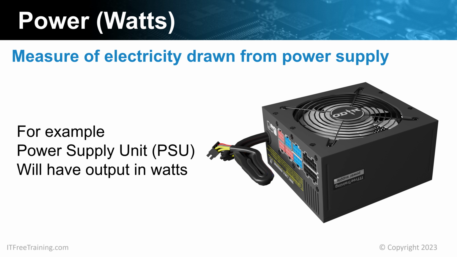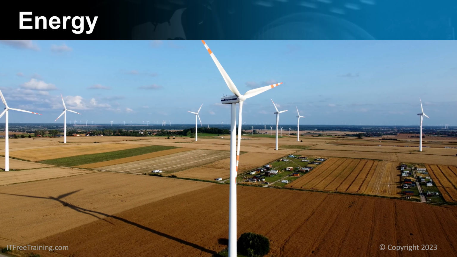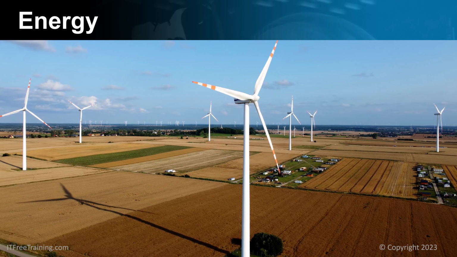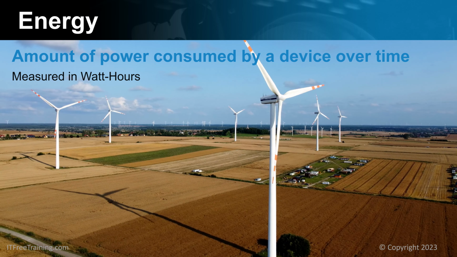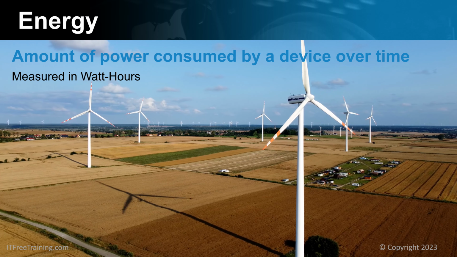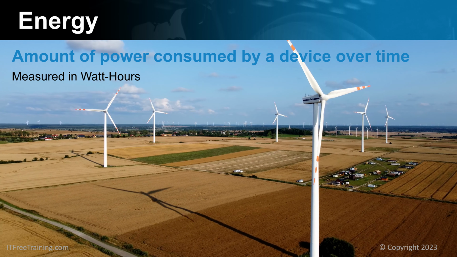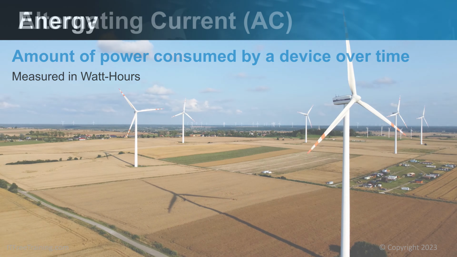The formula for working out watts is voltage times current. Not something you need to worry too much about for computer support. The main thing is working out if your power supply outputs enough watts for the components of your computer. The next topic I will look at is energy. This is the amount of power consumed by a device over time. This is measured in watt-hours. If you are working in a data center or mining cryptocurrency, then this becomes important. Power saving here can add up to a lot of money. Otherwise, you probably won't need to worry about it in your IT career.